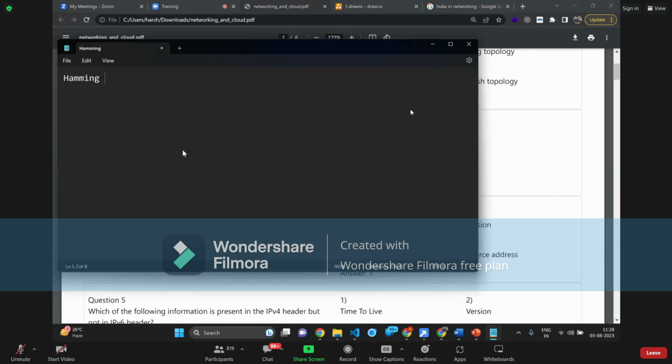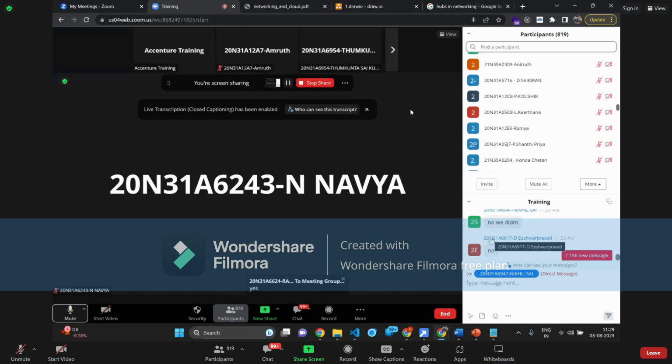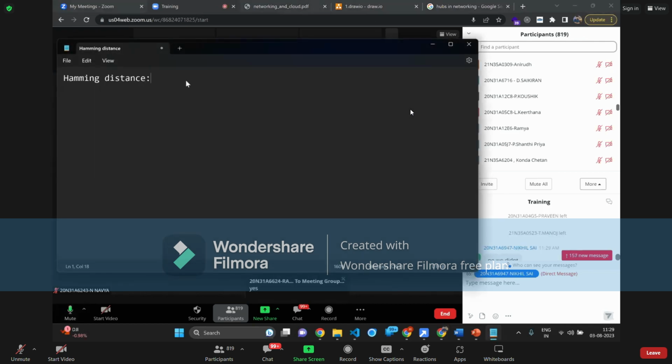So what Hamming distance means is, do you remember Hamming distance in your CN? Did you have Hamming distance in CN? Yes? No? Okay. So what Hamming distance basically means is, it describes how different one string is from another string. You know what a string is in programming? How different one string is from the other string.